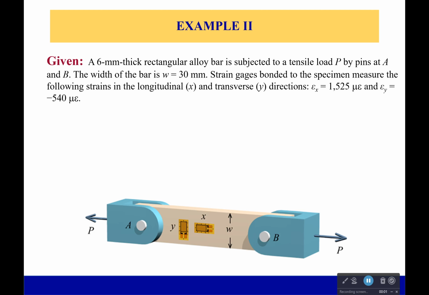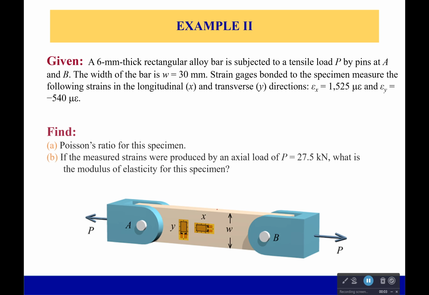Everyone, got a second example here, and you notice there's two strain gauges. Two of them! Magic. So, what do we have here? Well, a 6mm thick rectangular alloy bar is subjected to a tensile load P by pins at A and B. Now, width of the bar W is equal to 30mm.